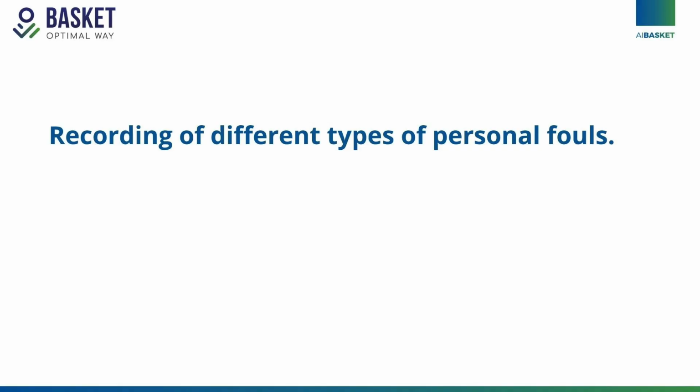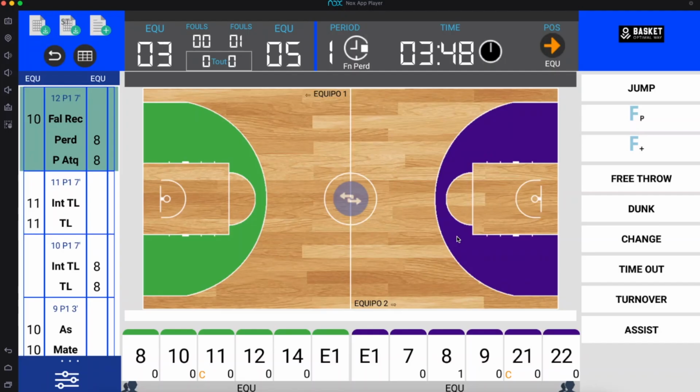The other major set of notes taken during the game corresponds to the different types of fouls. To record a personal foul, click on the personal foul button or the foul button with the plus symbol, depending on the type of foul that has occurred, and then enter the number of the player who committed it. You can also select the player's number first and then the foul.